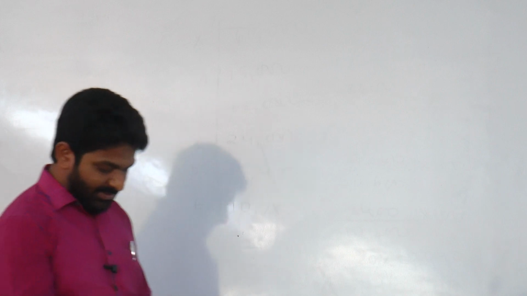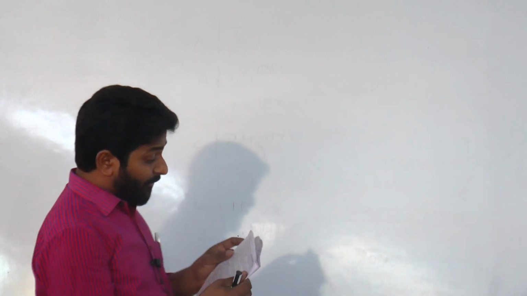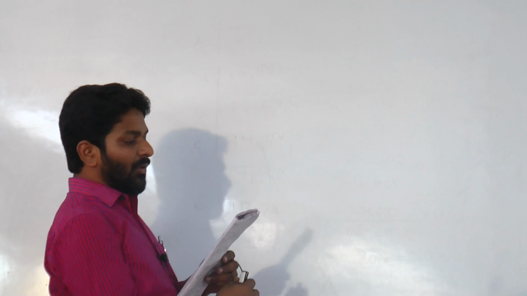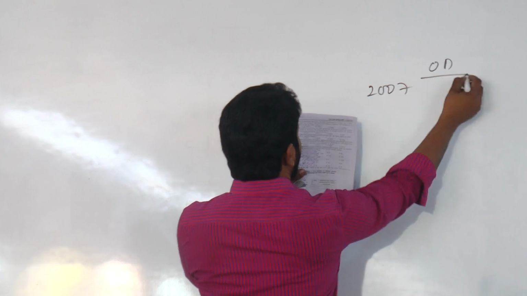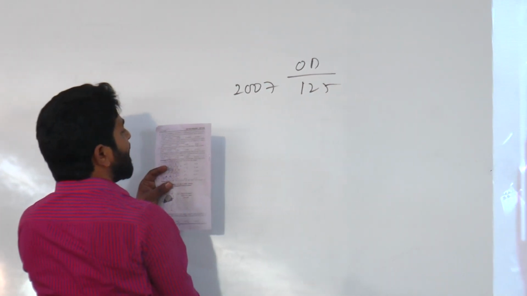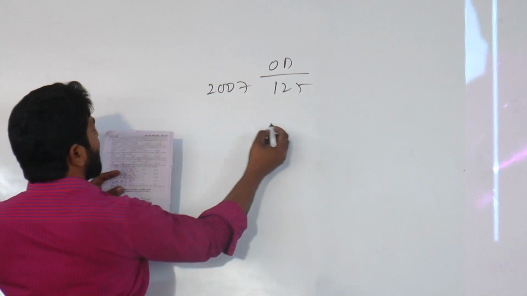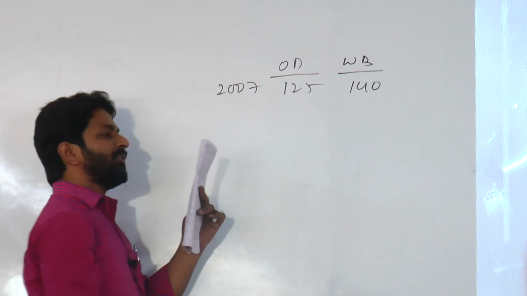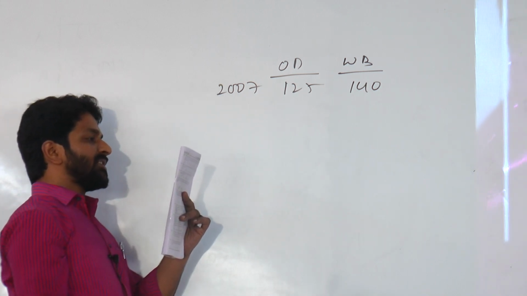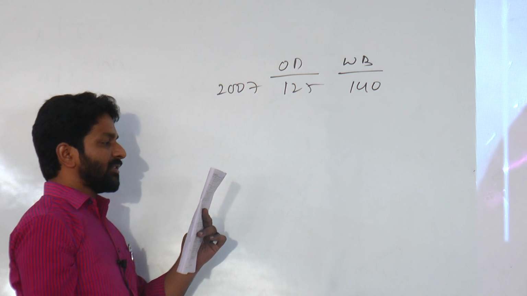42. Production of rice in kgs per hectare for 3 states over the years. Odisha, AP, West Bengal. 42. Area used for cultivation of rice in 2007 in Odisha was 125 hectares, and in West Bengal 140 hectares. What was the difference between total production of rice in 2007 by the two states in kgs?